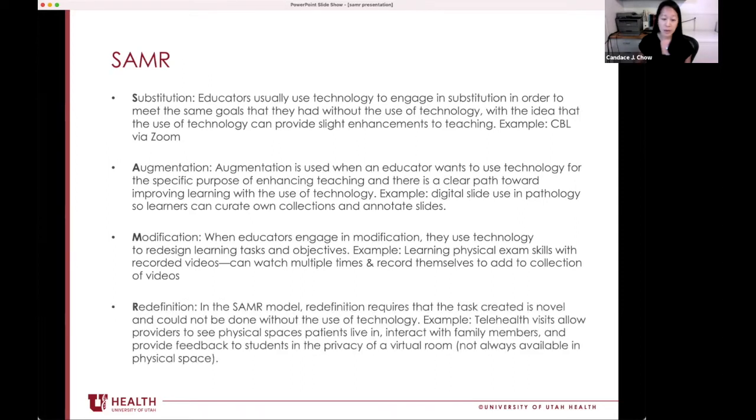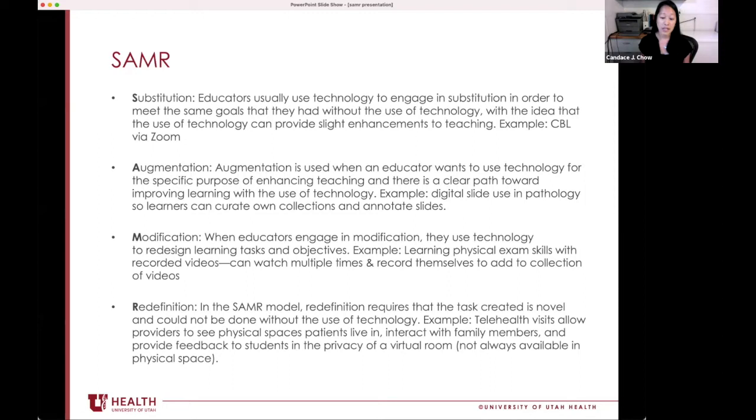And then finally, with redefinition, this is where you can actually do something very different. You can achieve a completely new learning objective through the incorporation of technology. An example that we have here from one of our faculty is that they realized telehealth visits could start to allow physicians or providers to see the physical spaces in which their patients lived. They could start to have family members from across the country join a visit and hear firsthand what was going on.